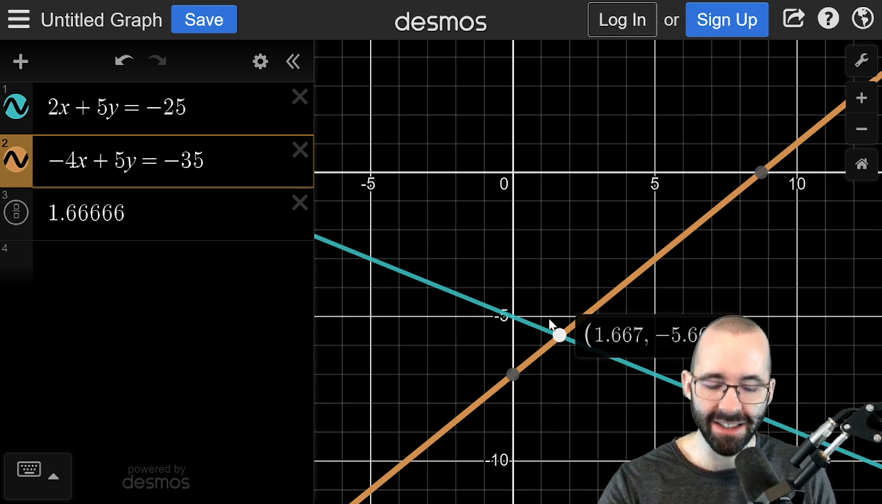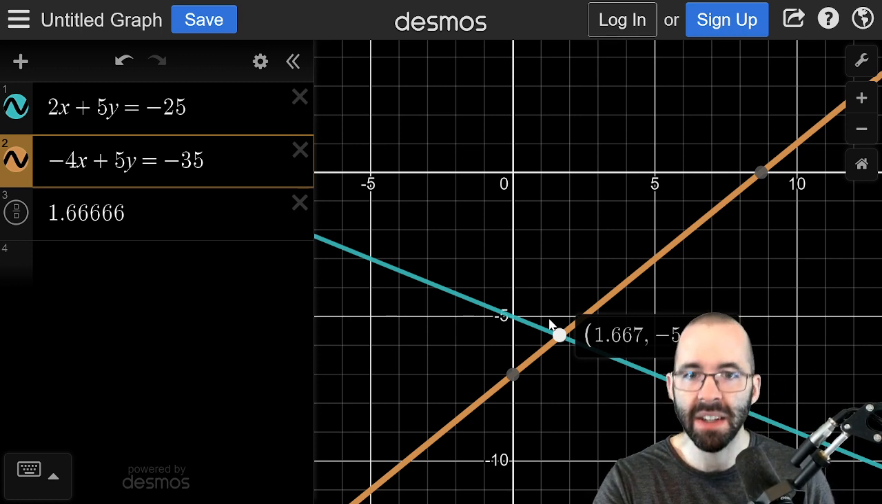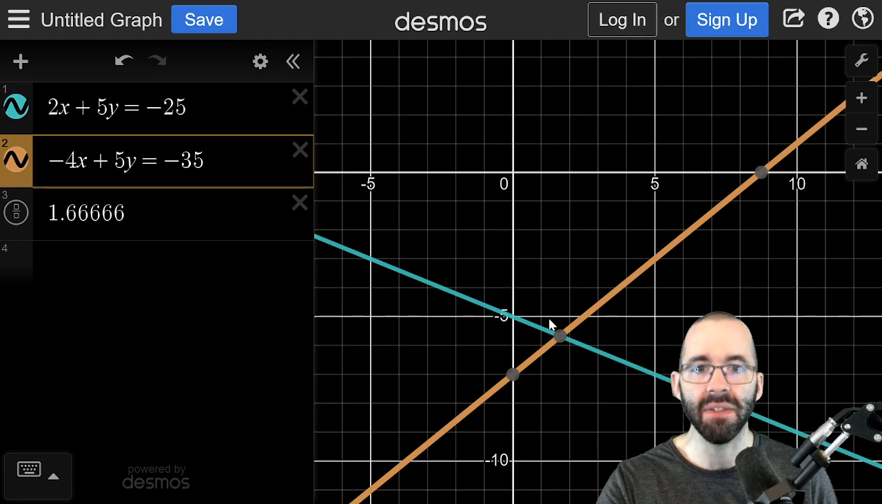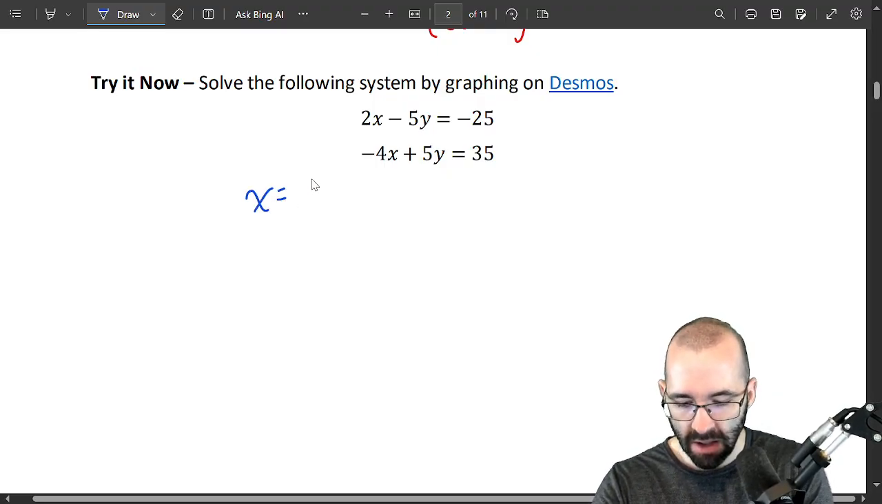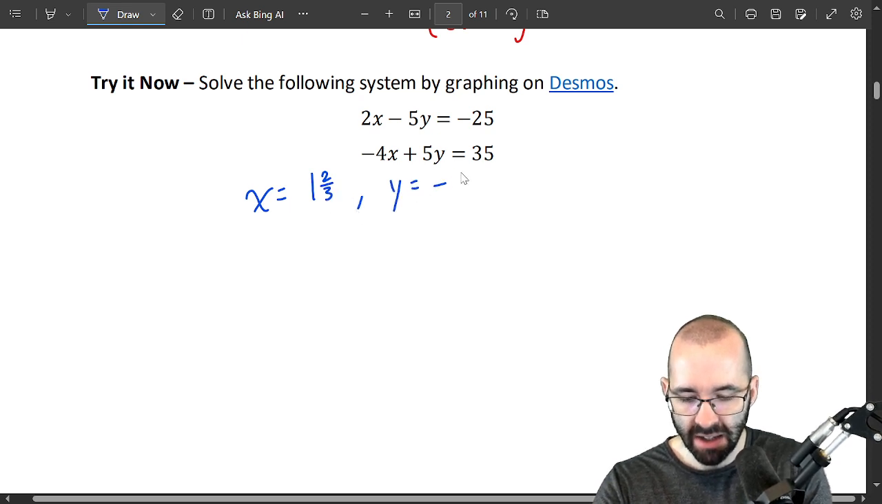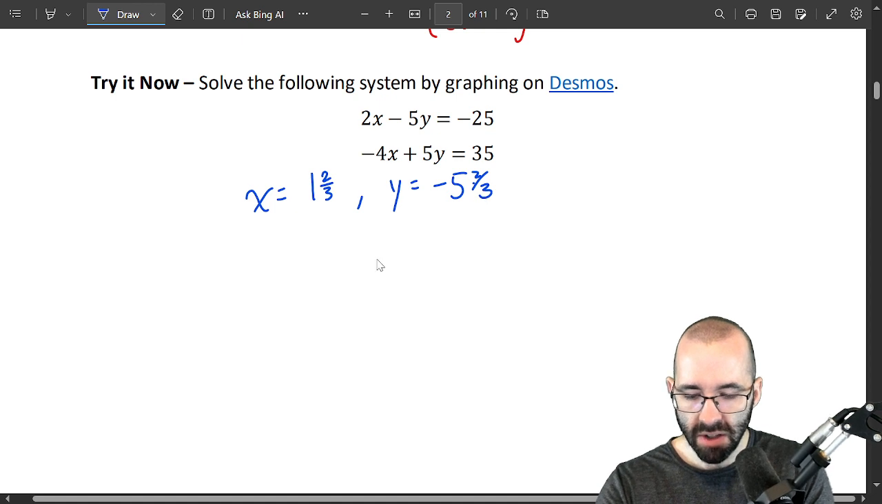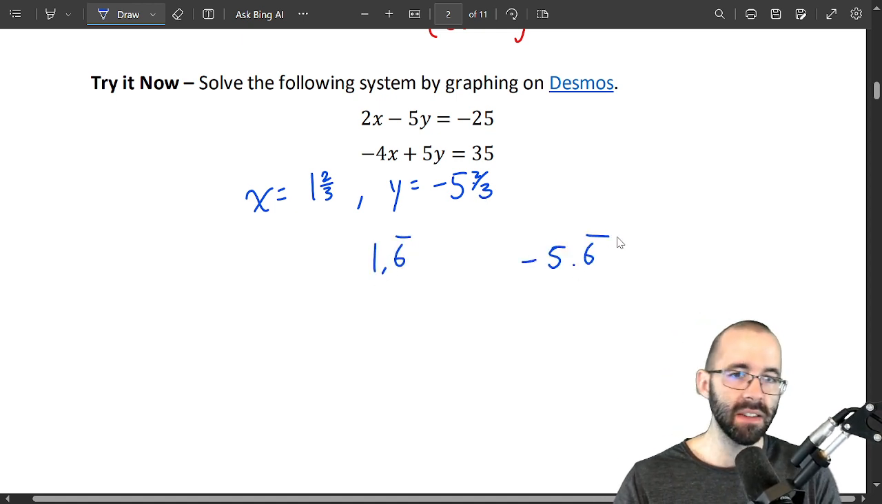Those are repeating sixes. Or you can write it as a decimal. All right, 1 2/3, -5 2/3 is our answer. x is 1 2/3. y is -5 2/3. Oops, that's not how you write that. Or you could say 1.6 repeating, -5.6 repeating.